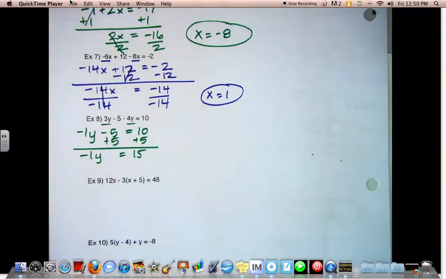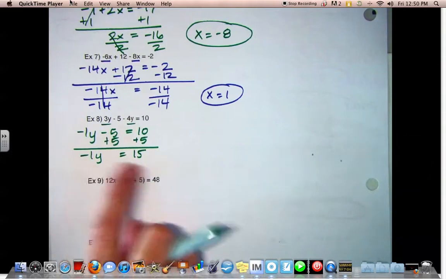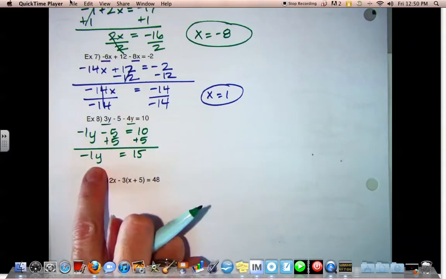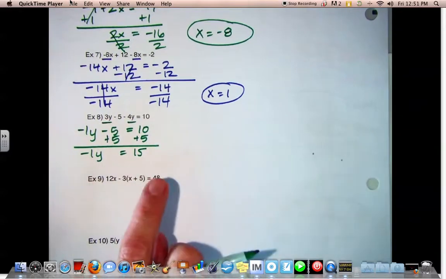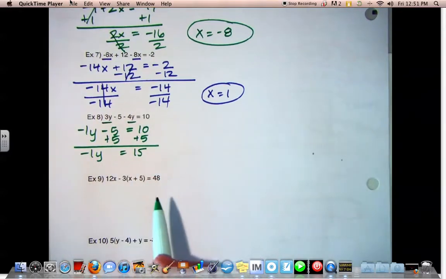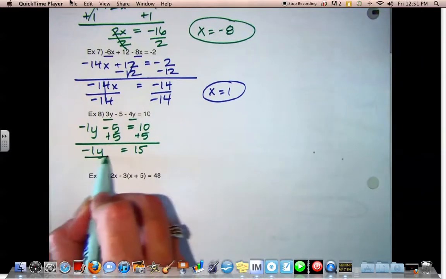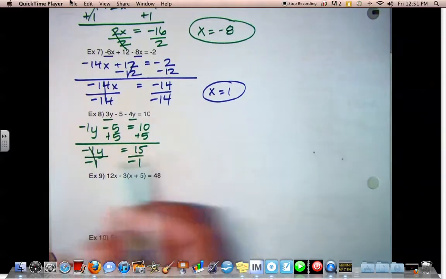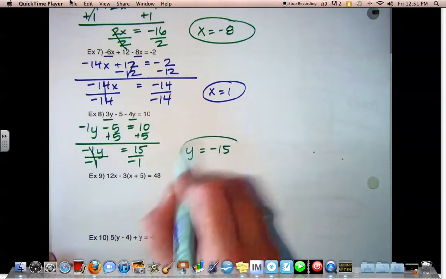Wait, what would we do? If I multiply both sides by negative 1, will the y become positive? If I divide both sides by negative 1, will the y become positive? Either way works. We're used to doing the division, and that's fine. But only with negative 1 does it work both ways. That's a really good question. So divide both sides by negative 1, and y equals negative 15.